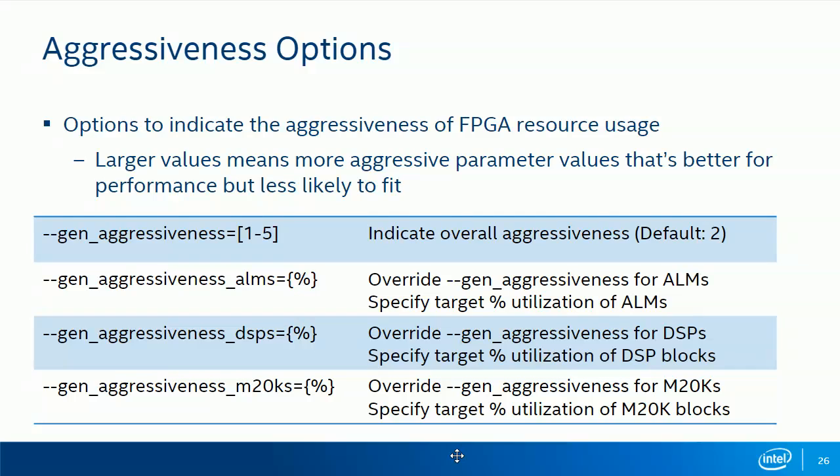There are also individual aggressiveness options for advanced users. These are available to override the overall aggressiveness specifically for ALMs, DSPs, or M20Ks. For these individual settings, specify the target utilization of a specific resource.